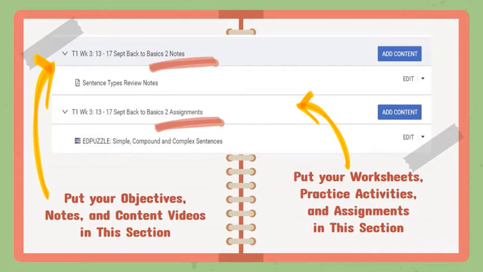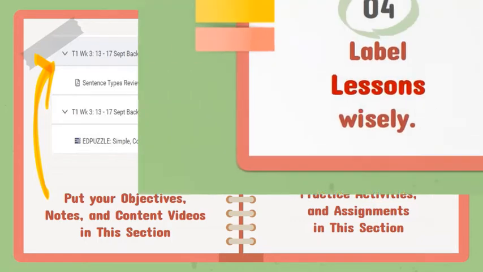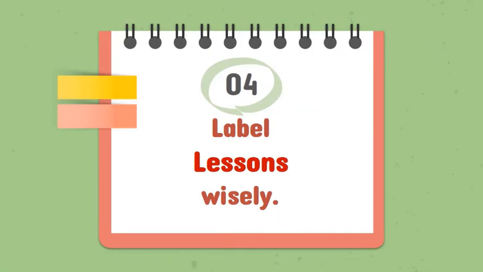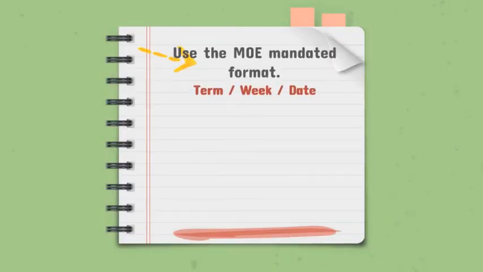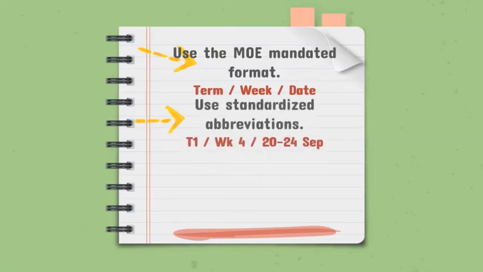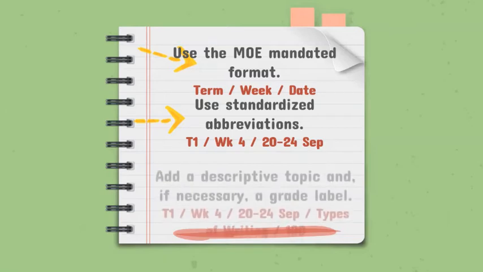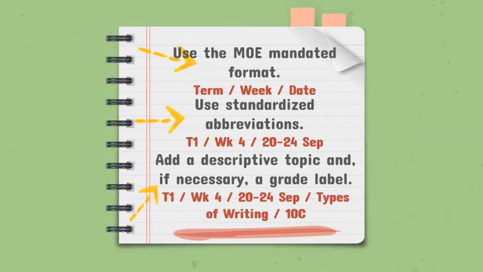Additionally, I suggest you make sure that you choose good labels for your lessons. It will make it a lot easier for the children to know what's in the lesson and also for you to find that lesson later. So here are some suggestions. First of all, use the Ministry of Education undated format. When you're using that format, abbreviate. Writing out term, week, and the full date are not going to help you, and in fact it'll cut down on your space, which you need in order to add a descriptive topic and, if necessary, a grade label.